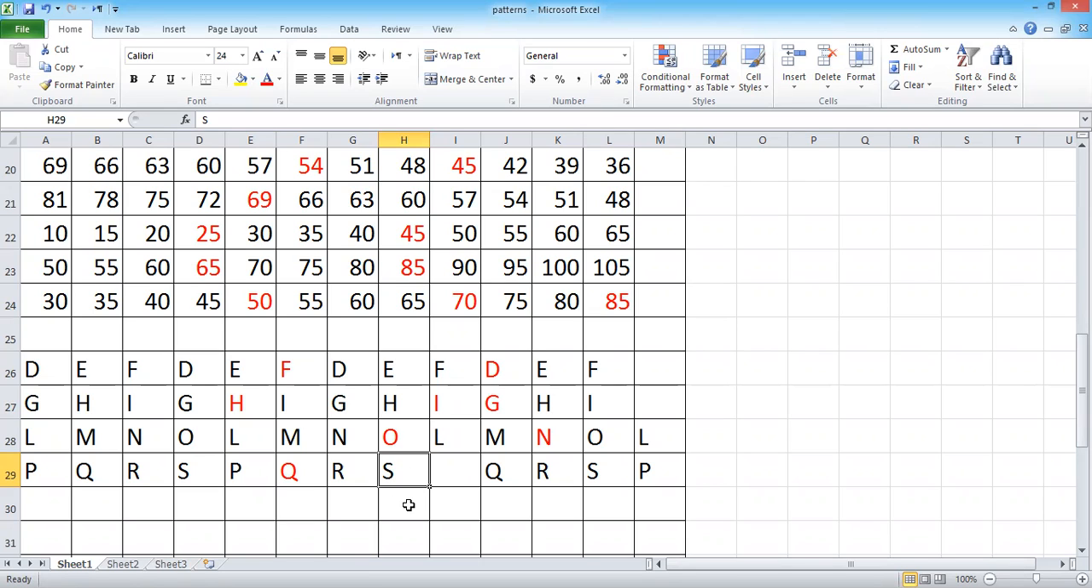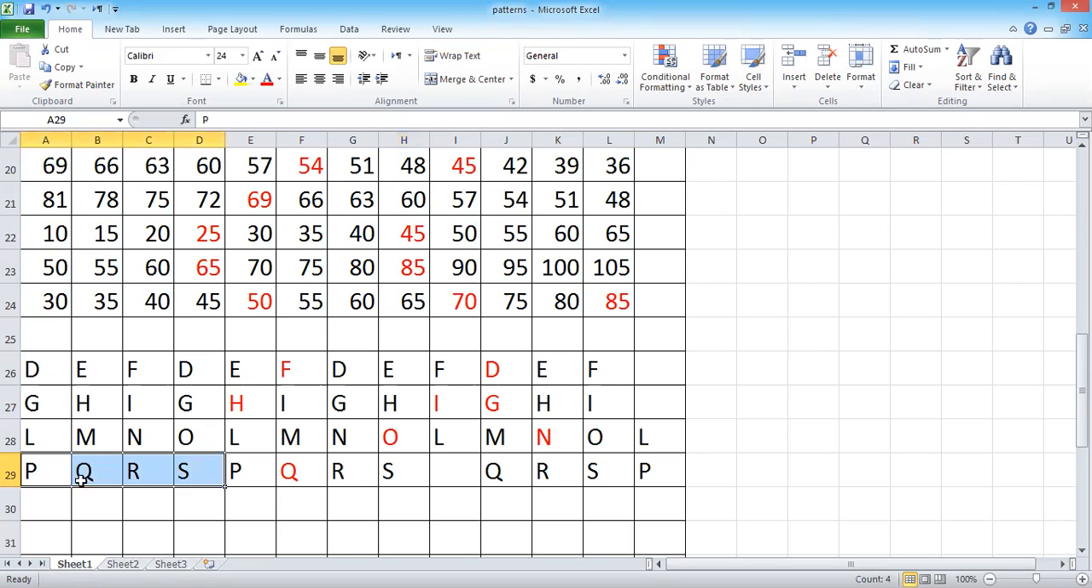Yes, tell me the reason. Tell me about this pattern. What is the pattern here? Look in the pattern. Some alphabets are repeated. Which alphabets are repeated?